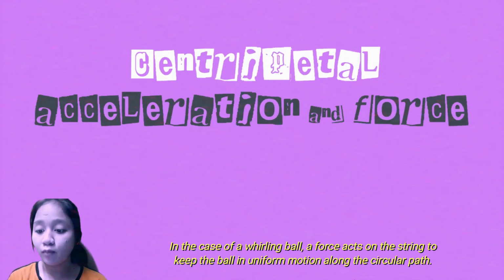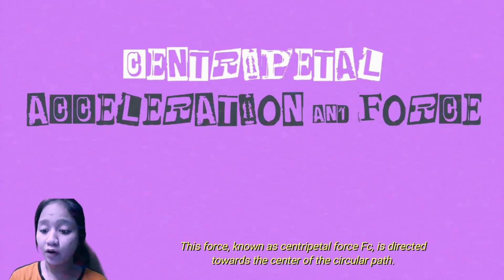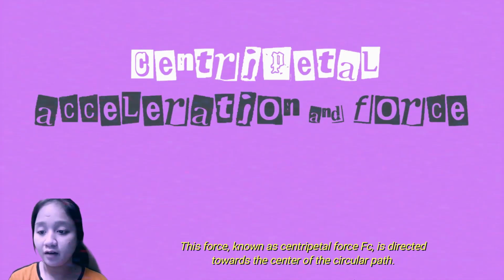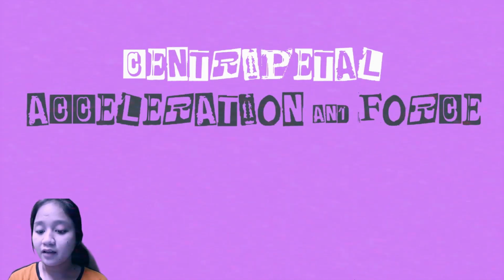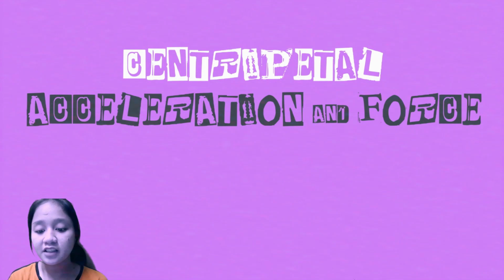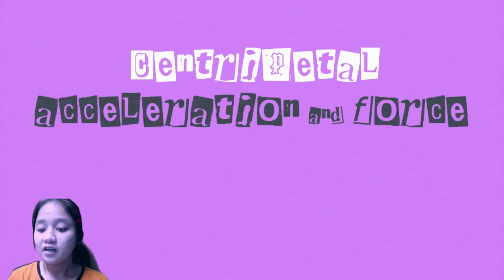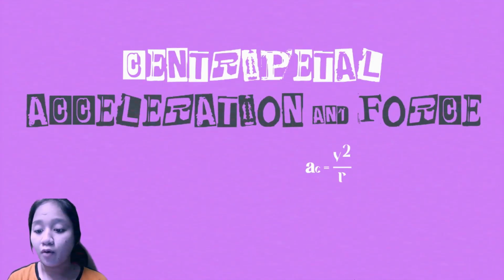In the case of the whirling ball, a force acts on the string to keep the ball in uniform motion along the circular path. This force is known as centripetal force, denoted as F sub c, and is directed towards the center of the circular path. To keep the speed of the object constant, the magnitude of this force must also be constant. The centripetal acceleration, which is a sub c, is formulated as a sub c equals v squared over r.